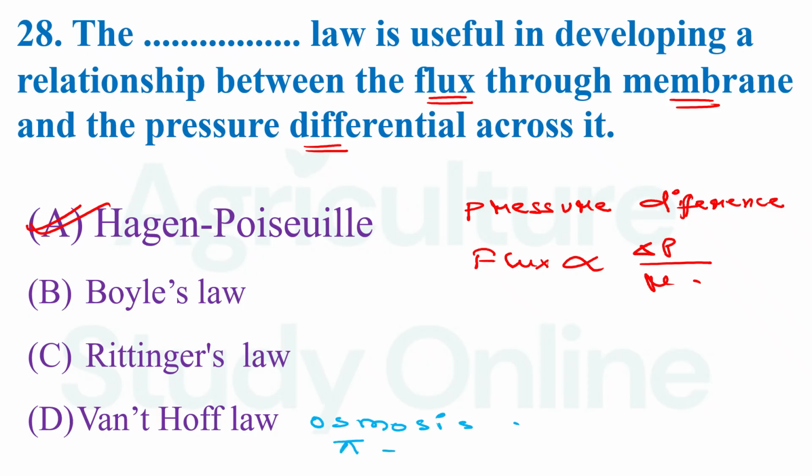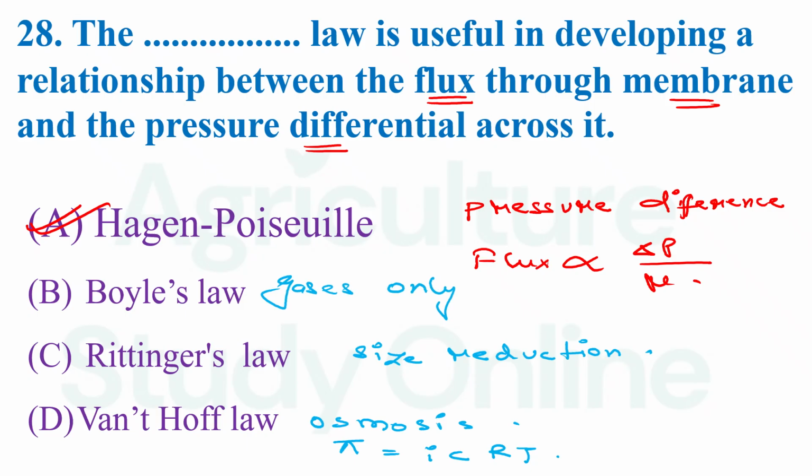We know a relation that pi is equal to iCRT, that is osmotic pressure. Rittinger's law is for size reduction, that means energy is directly proportional to the new surface area. And Boyle's law is for gases only. So correct option is A.